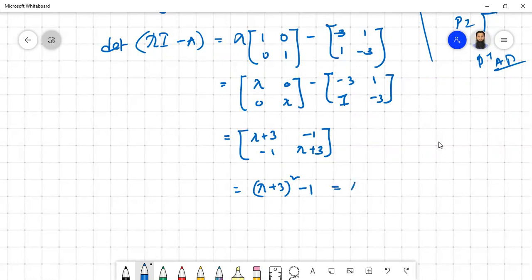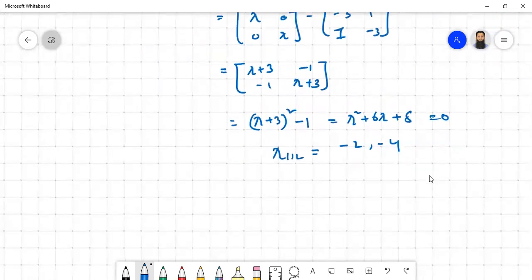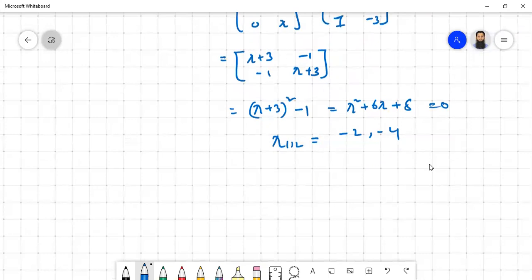So basically lambda square plus 6 lambda plus 9 minus 1 is basically 8. Now if we set it equal to 0, then you can find that lambda 1, 2, the two eigenvalues, are basically minus 2 and minus 4. So to find the eigenvectors, we use the same equation that we are given, AXI equal to lambda XI.